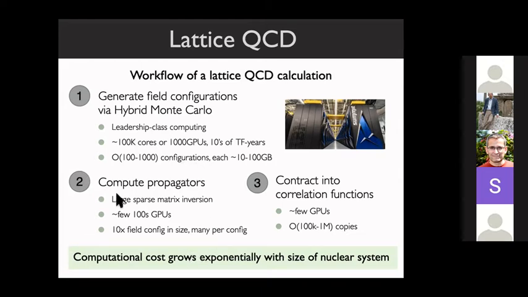Then you have to evaluate the operators on each field configuration. You have to compute propagators. So this involves computationally large sparse matrix inversions. And then you have to contract into correlation functions, which is smaller scale computation, but it needs to be done very often. So this can be done on the scale of a few GPUs. And of course, in the context of many body physics, the computational cost grows exponentially and factorially in various of these steps with the size of the nuclear system. So those are exponentials and factorials we'd like to be able to overcome.